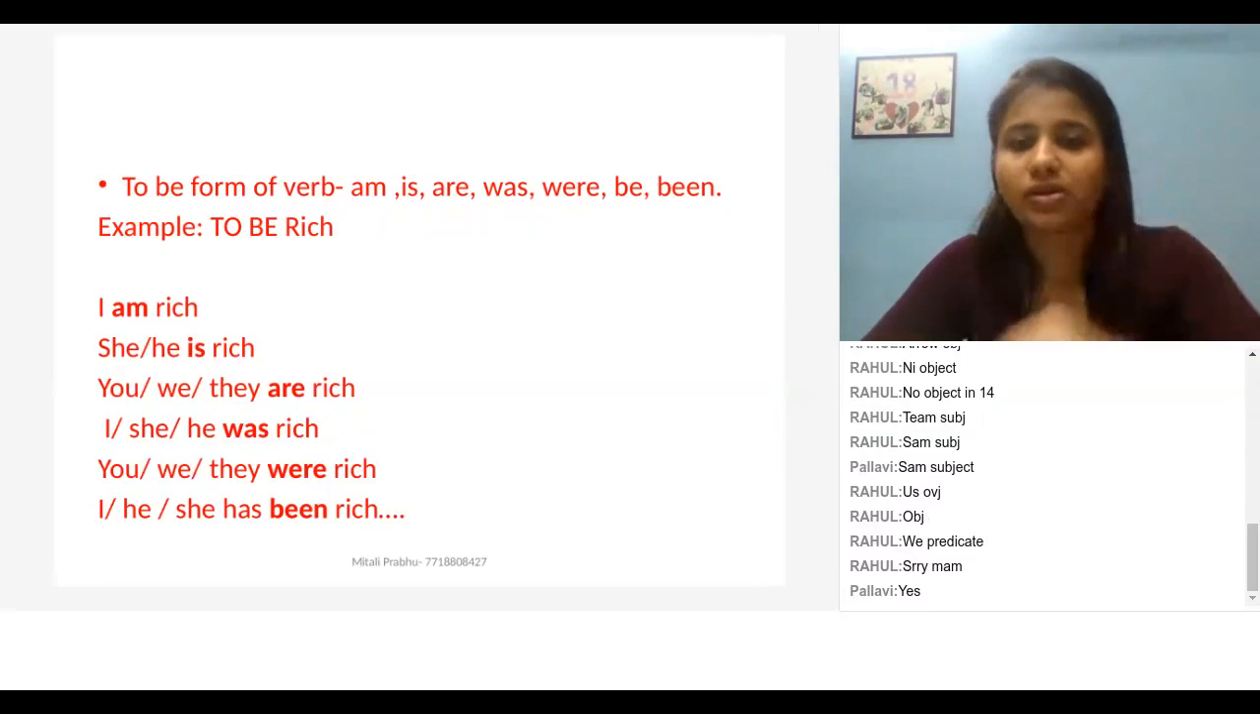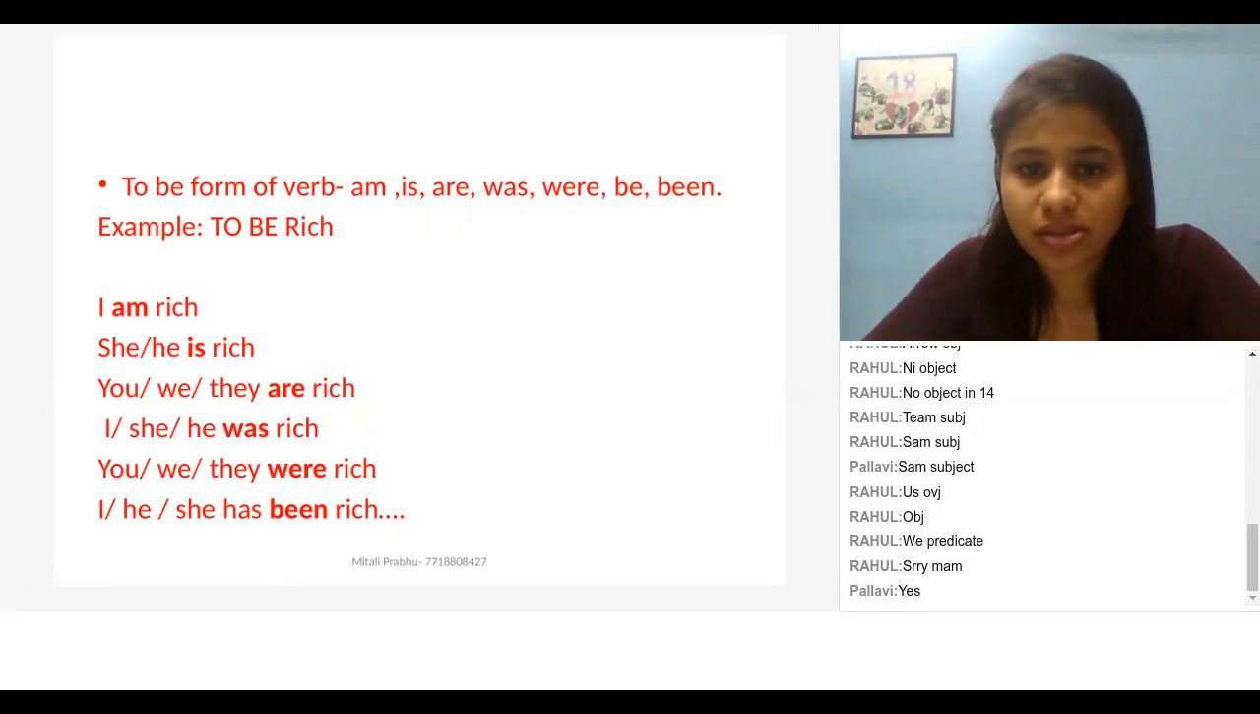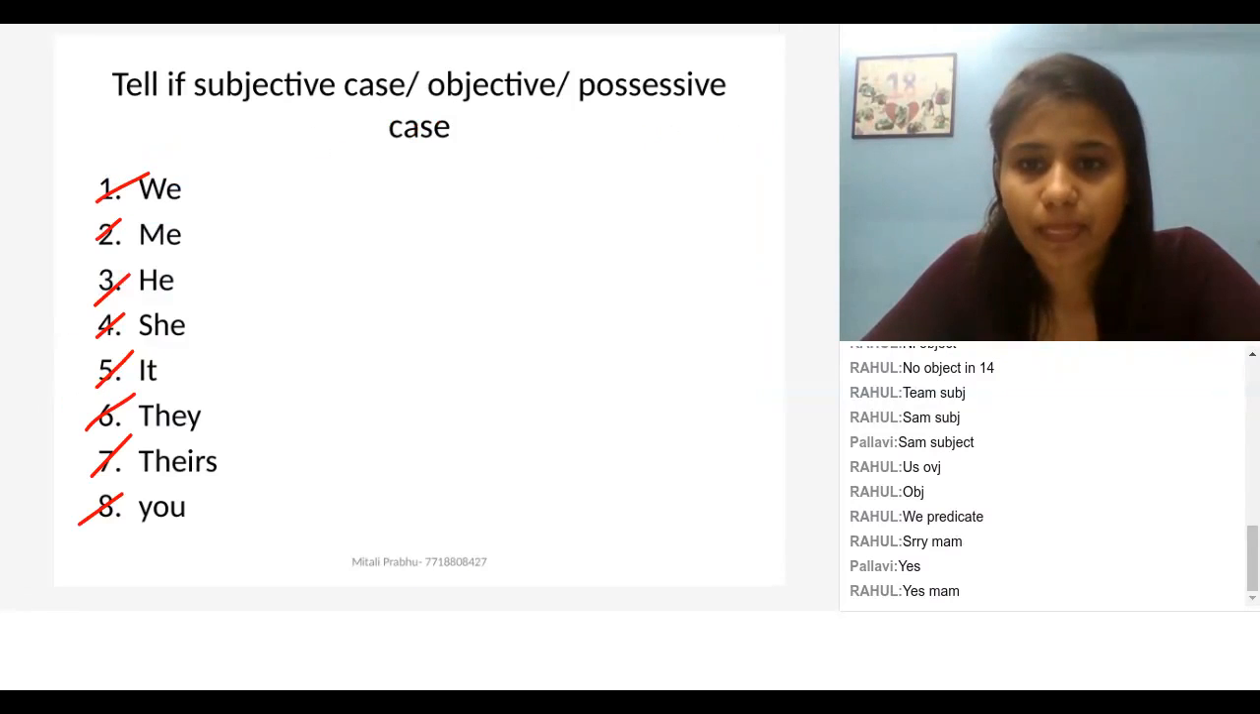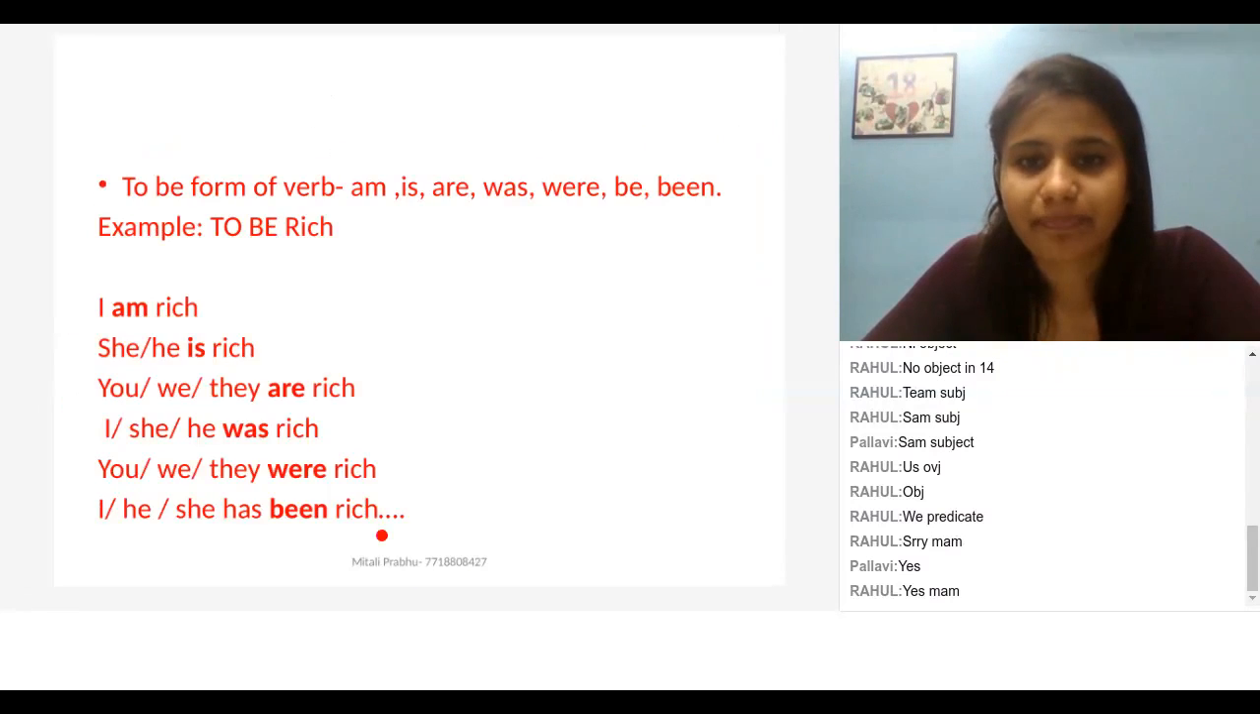Okay. So now before we move on with the rules, you all need to know this table. The entire point of teaching you all subject, object, and predicate was so that you all know what subject is, what object is. Now before we move on to the rules, I want you all to know what the to be form is. When we say to be form of a verb, it is am, is, are, was, were, be, and been. These are all to be form.